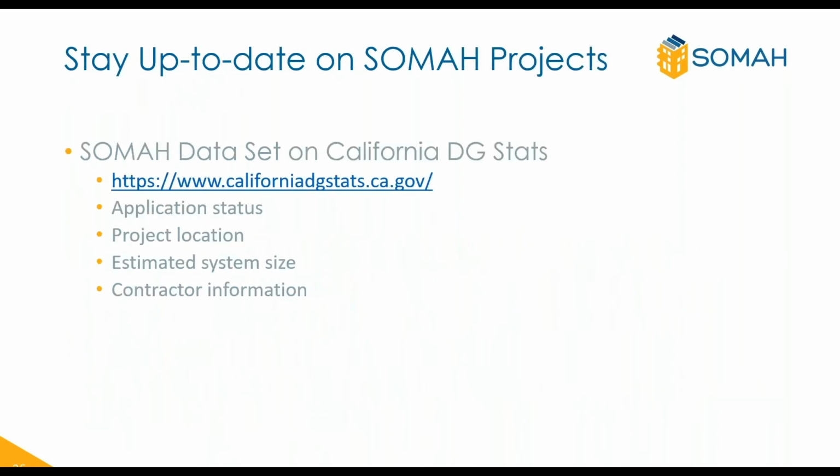All right. So the SOMAH team publishes a data set of all SOMAH applications weekly on Mondays onto California DG Stats. And I want to show you this data set because it includes all application data, including the application status, project location, the estimated size of the solar system. And from this solar system size, you can determine how many trainees will be needed, and contact information for the responsible contractor. So I'll include the link to this data set in the follow-up email, but we can take a look at the data set now.